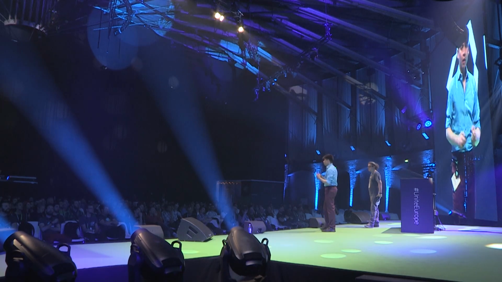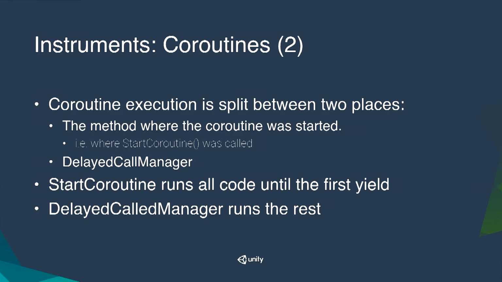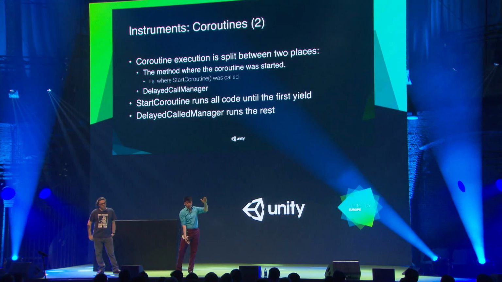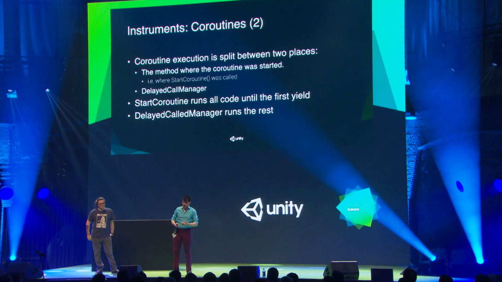Because of this, the cost of the coroutine will be split into two places. First, Unity runs all of the cost of the whole coroutine from the start of the coroutine down to the first yield exactly when you start the coroutine. So you'll see a StartCoroutine method in your call tree, then a bunch of code. Finally, when it yields and it resumes again, from the first time it yields till the coroutine finally terminates, that will actually all show up in the delayed call manager.